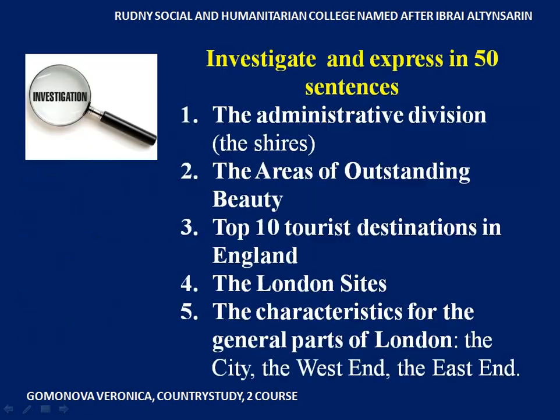The next point for investigation is the following. Investigate and express in 50 sentences the administrative division, namely the shires, the areas of outstanding beauty, top 10 tourist destinations in England, the London sites, and their characteristics for the general parts of London, namely the City, the West End, and the East End.